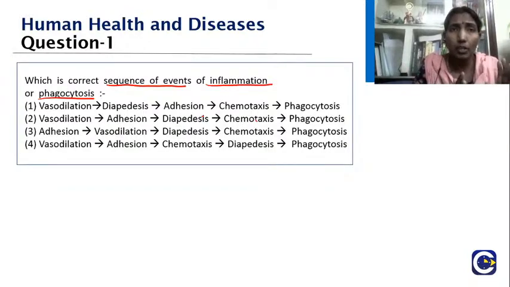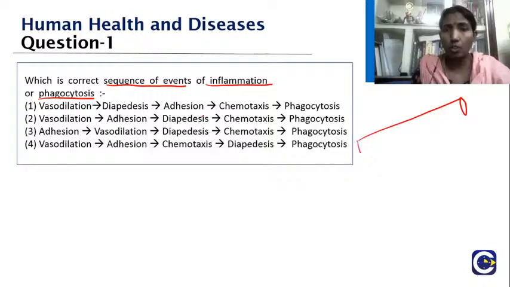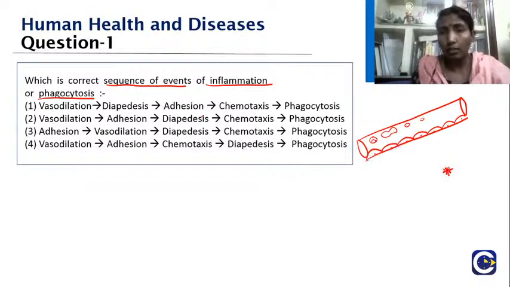But here they are asking you to make up the correct sequence of events in terms of phagocytosis. Suppose a pathogen is entering in. Definitely there is going to be an inflammatory reaction. And what are the steps? Let me tell you. So imagine this is your blood capillary wall. They are beautifully lined by the endothelial cells. And then we have all the WBC, RBC, and the platelets, they are all moving here. Now imagine there is a pathogen here.